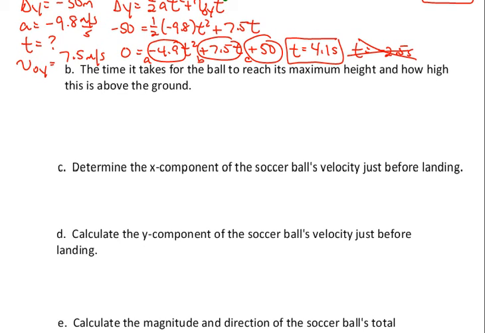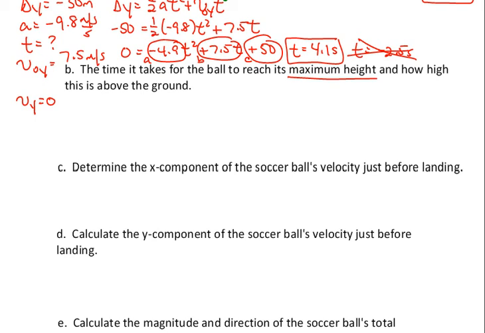Okay, the next thing we're looking for here with our soccer ball problem is the time it's going to take for the ball to reach its maximum height. Now, there's something special about that maximum height. When the ball or any projectile reaches the peak of its trajectory, the highest point in its trajectory, its vertical velocity at that instant is 0. In other words, that's the point where it's transitioning from moving upward to coming back downward. So the vertical velocity at that one particular instant is 0.